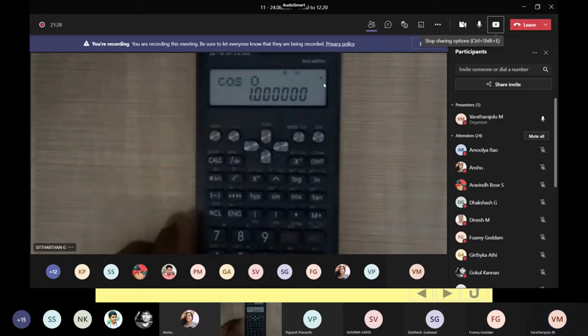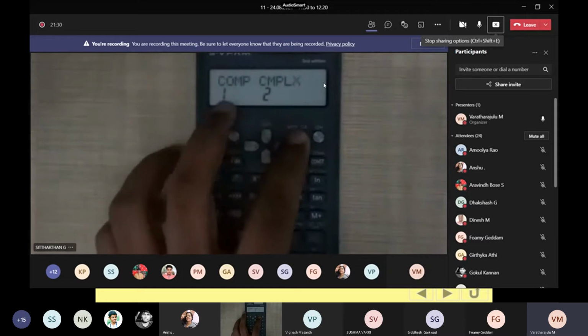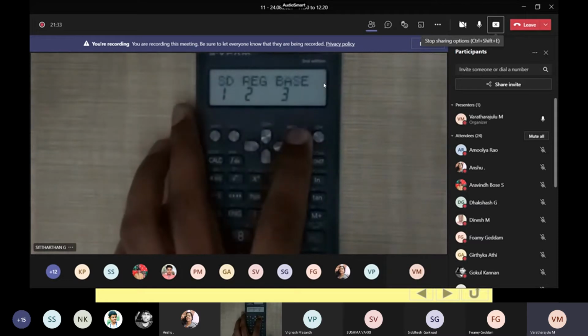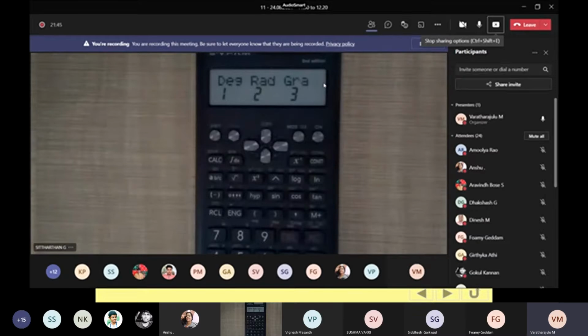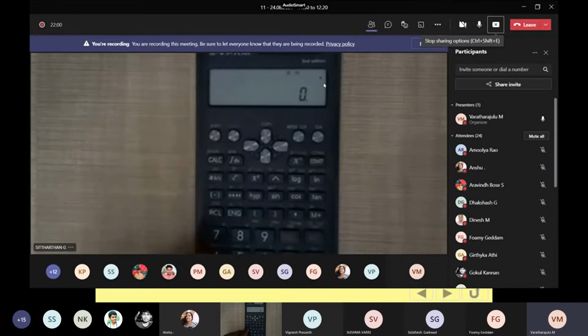Press mode. I'll tell you. Mode. One. Okay. Again. Wait. Yes. This is degree, radian, gradient. Now select 2. Yes. Now give AC. Okay. Instead of pi, we can use this.